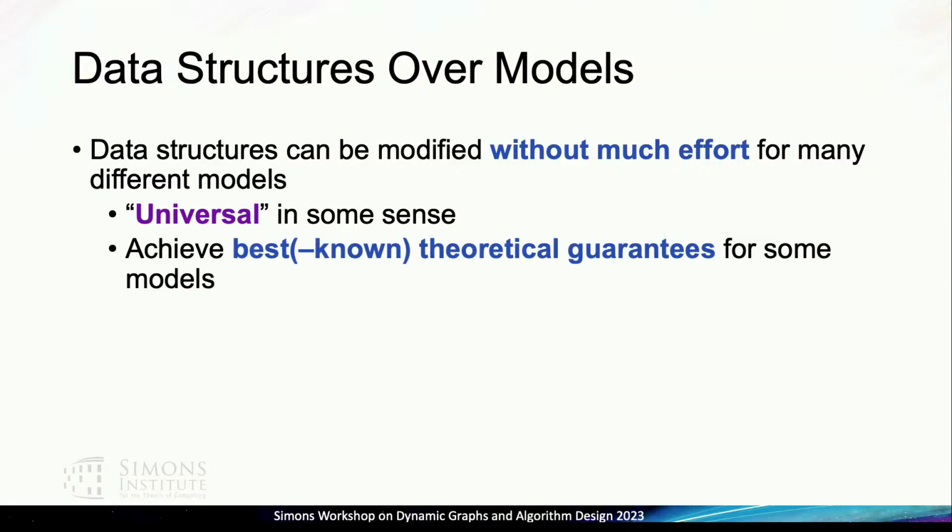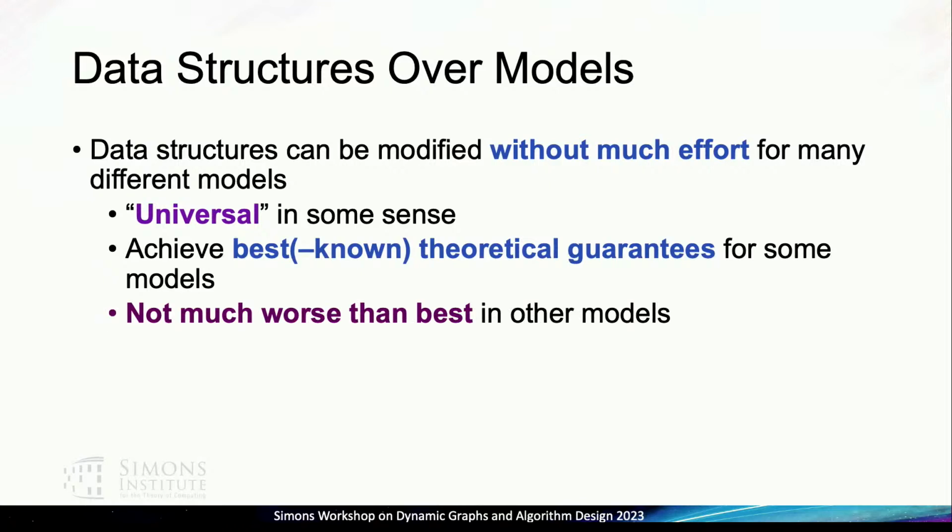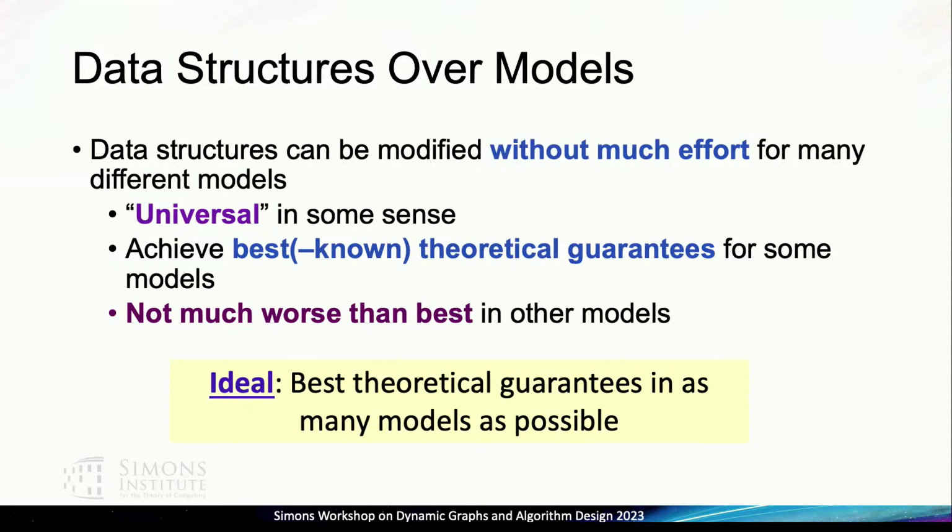And what we want is for the algorithm to achieve the best known theoretical guarantees for some of these models. But for the other models, we want the guarantees to be not much worse than the best known for these other models. What's ideal is to have the best theoretical guarantees in as many models as possible.